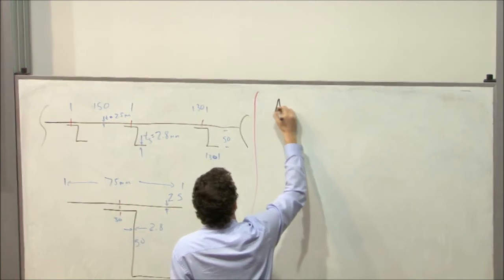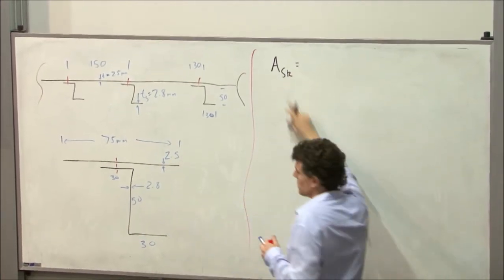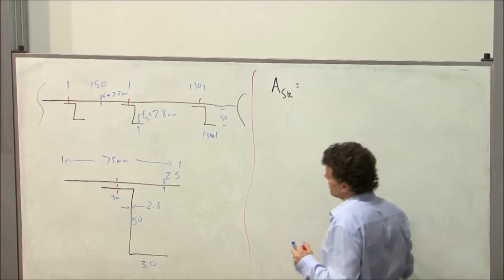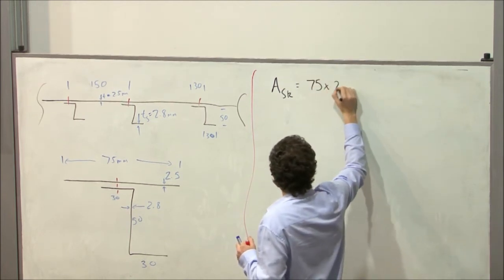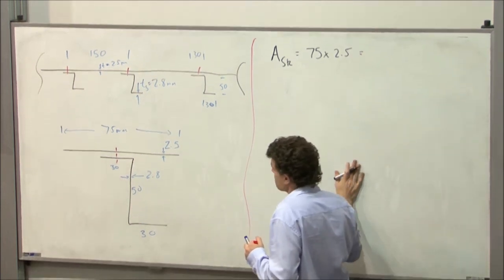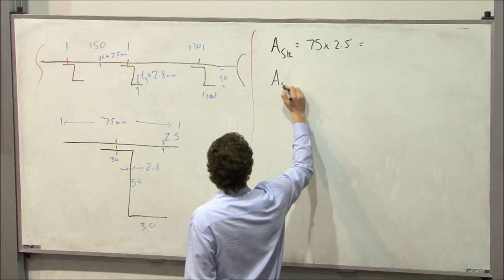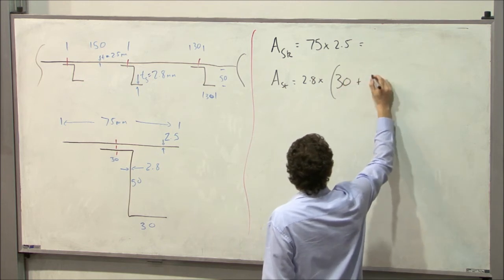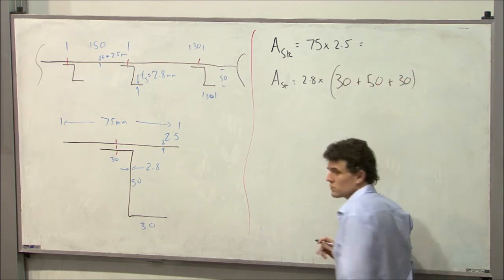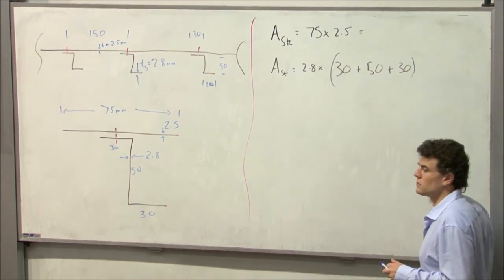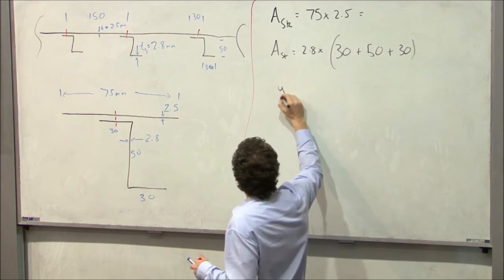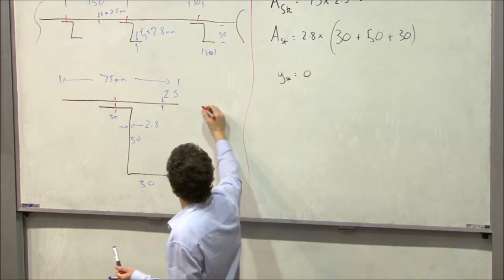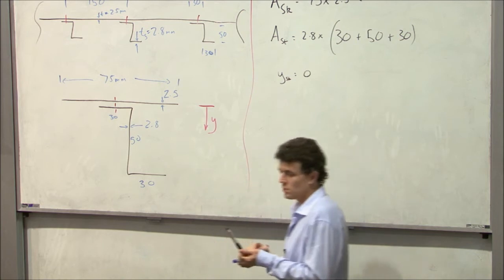A skin, I'm just going to use the subscript SK now, because we're going to have two areas that we need to deal with. Area skin equals 75 times 2.5. Area stiffener equals 2.8 times (30 plus 50 plus 30). Y skin equals 0, and we'll use positive Y downwards.